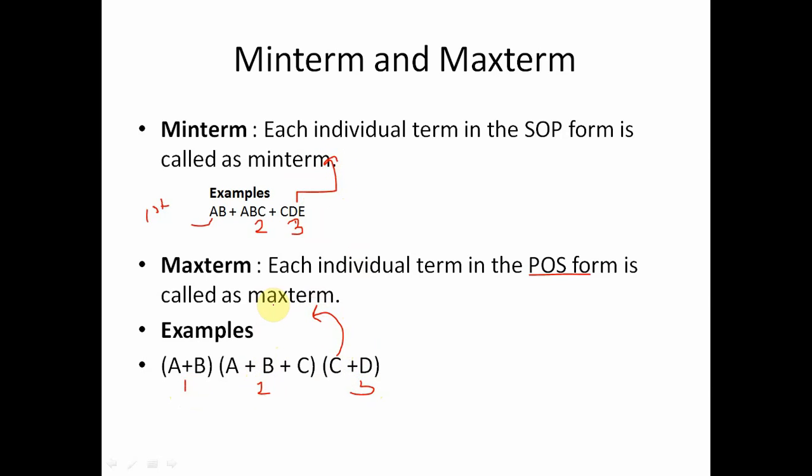Also this term is called a max term. Also this term is called a max term. So each individual term in the SOP form is called a min term, and each individual term in the POS form is called a max term.